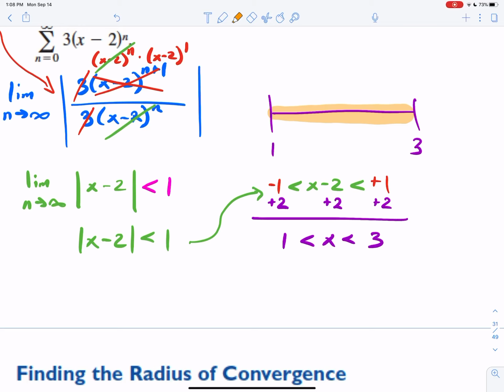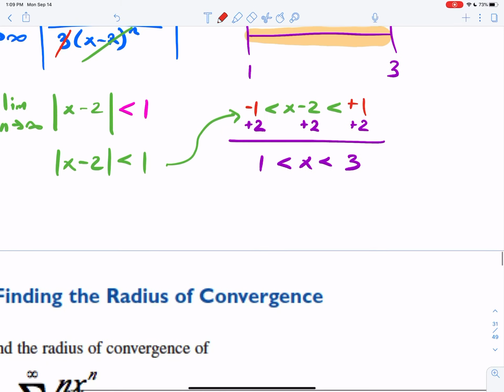Okay? What's the distance from 1 to 3? That's a distance of 2. So what is my radius? Well, if the diameter is 2, the radius is half, that's going to be 1. So basically what you're doing here is you're doing 3 minus 1 divided by 2 to get your radius. Happens to come out to 1.